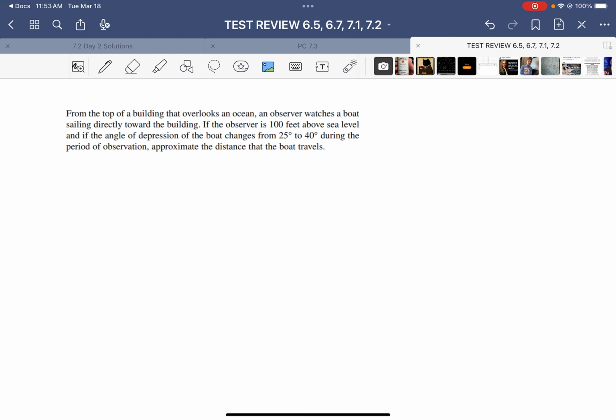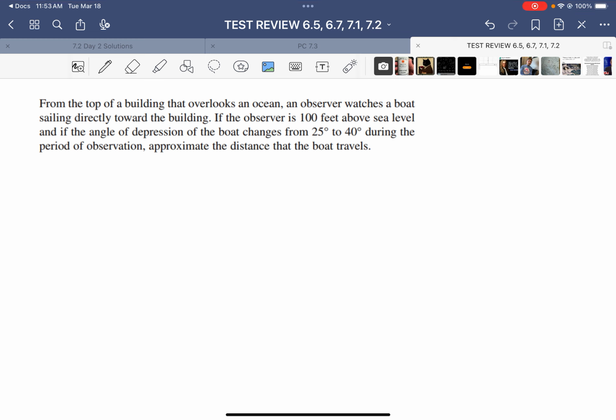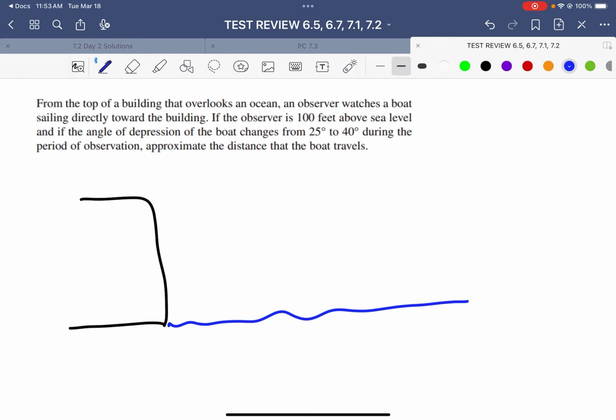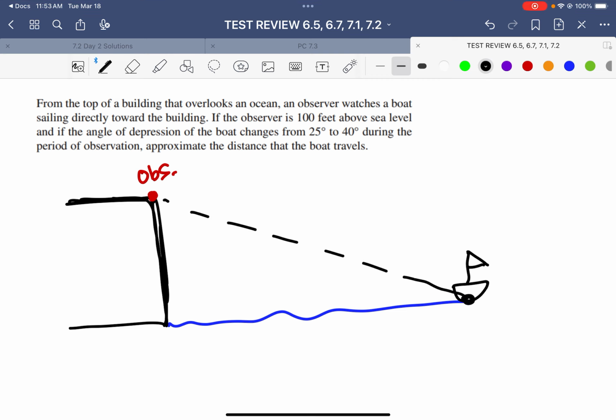So first thing that comes up is we have got the top of a building. So here's a building that overlooks the ocean. So here's my building. It overlooks the water like you do. Here's my building. And here, this observer, I'm going to put him here. I'm going to call this my observer right there. Watches a boat. So here's my boat. He observes the boat at this point. And then the boat moves a little bit closer.